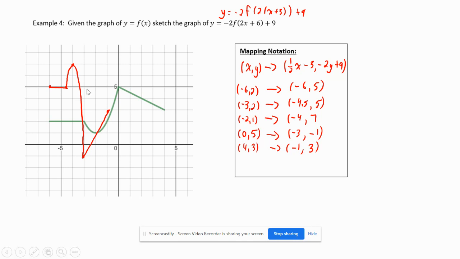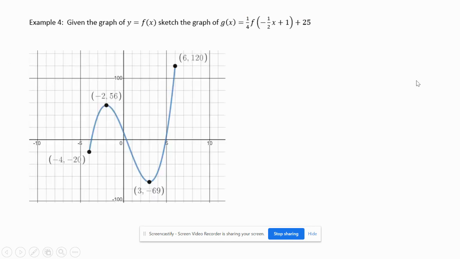Okay. So for these type of questions, when we're given a graph and want to sketch the new graph, we're going to write out our mapping notation and then kind of apply the mapping notation to some key points on the graph and then sketch the new graph afterwards.